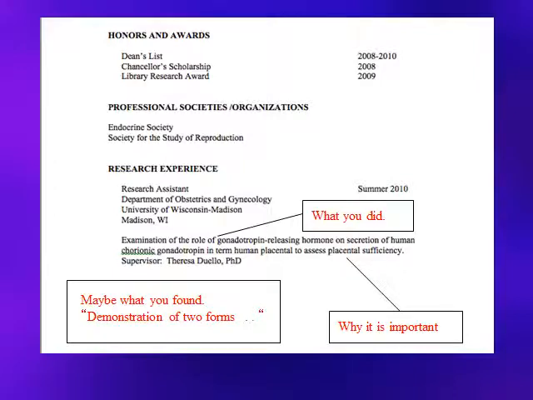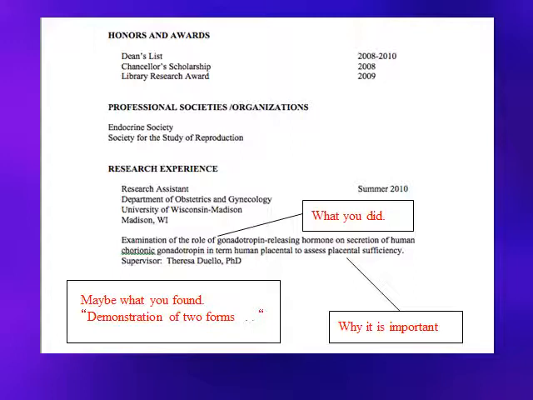So what did we do? We examined the role of gonadotropin releasing hormone on secretion of human chorionic gonadotropin. You could include that you demonstrated 2 forms X, Y, and Z, some finding. And why is it important to study this? Because we're assessing placental sufficiency. Is the placenta producing enough sufficient hormones?